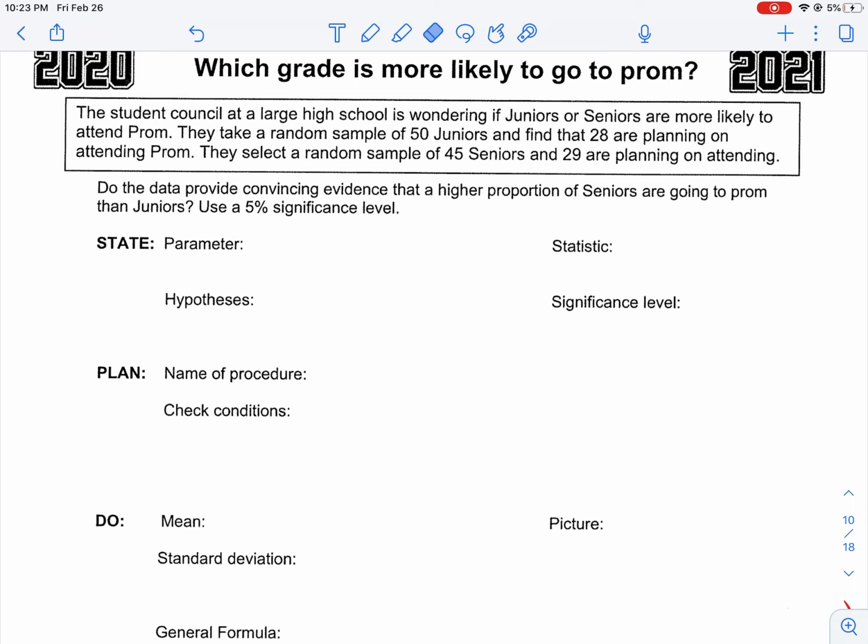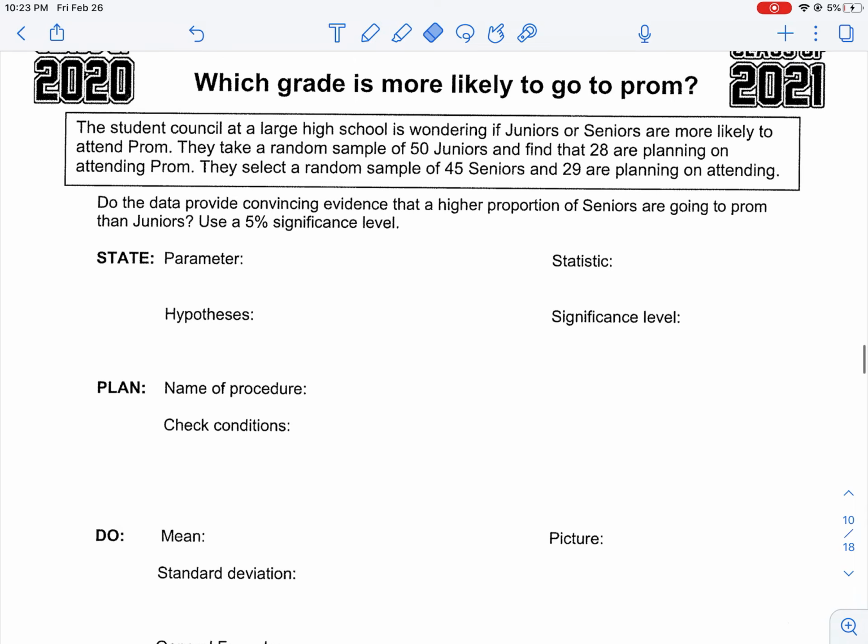So let's start with the prompt. The prompt is this: the student council at a large high school. And I kind of want to point out that part of the prompt there where it says large high school. When they do something like a large high school, large corporation, large any sort of entity, what they're saying is our samples are going to fit that 10% condition, which is going to allow us to use the standard deviation formula. So kind of keep an eye on words like that when we have it in prompts. That's going to help us with our 10% condition later.